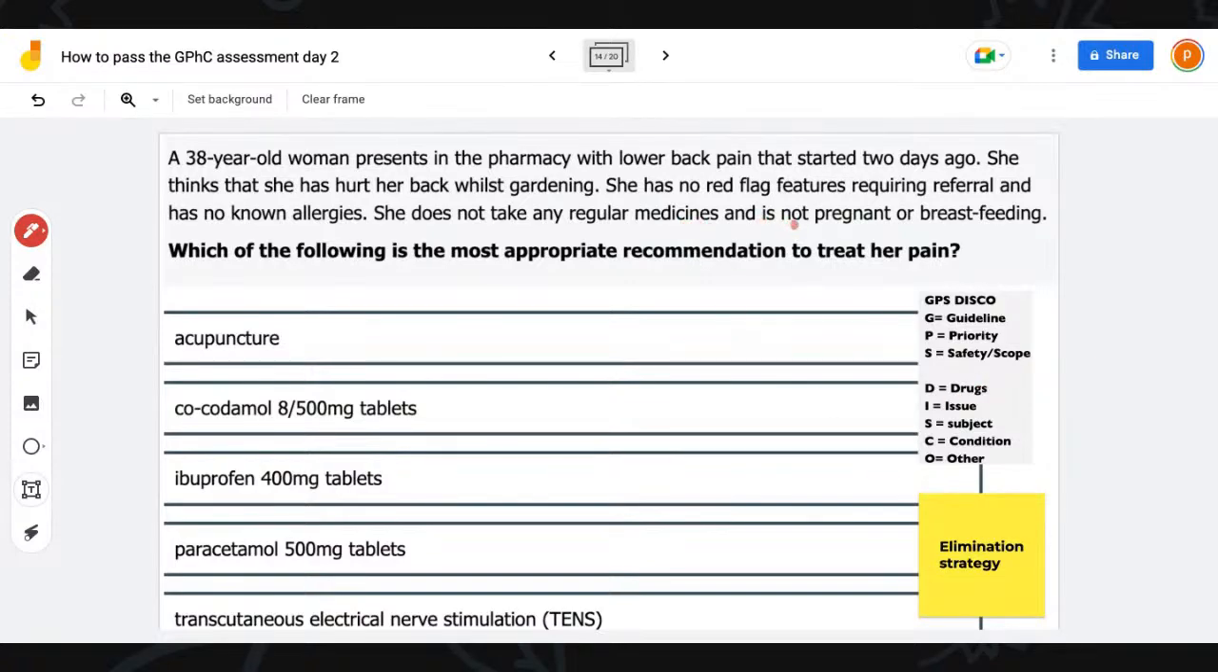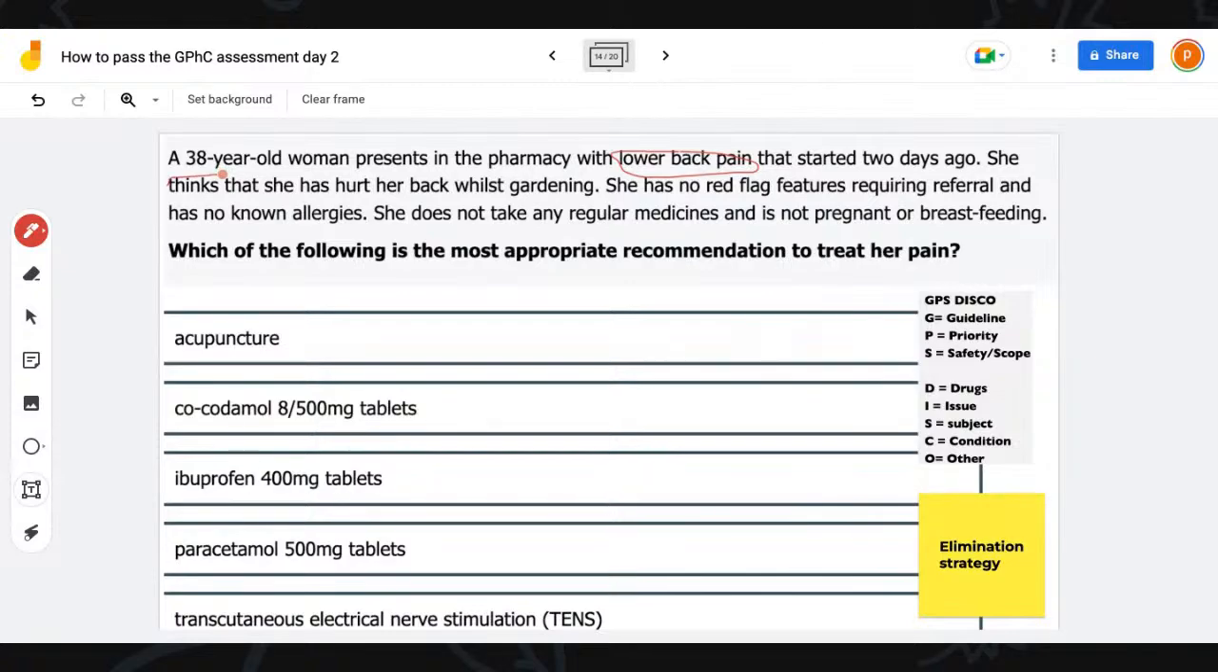Thank you very much. So the next thing we're going to look at is the issue. What's the issue? It's a lower back pain. It started 2 days ago. The very fact that this patient thinks she's hurt her back and is literally coming to the pharmacy is a good sign. It means it's not that bad if they can physically come into the pharmacy. Also look at the language: she thinks that she's hurt her back.